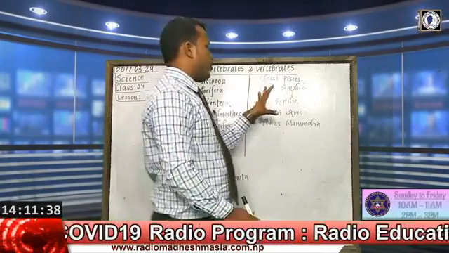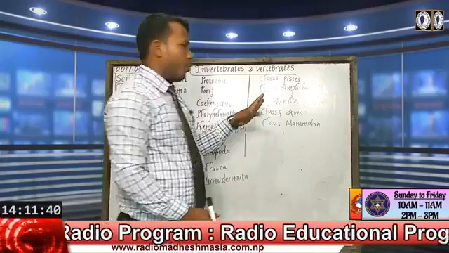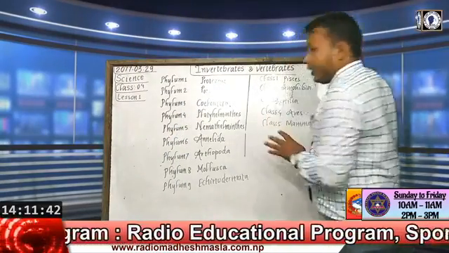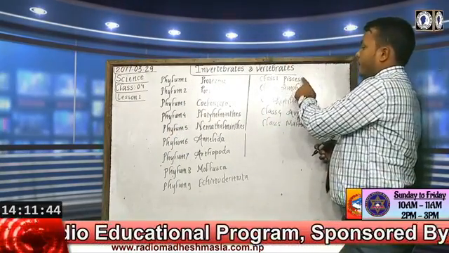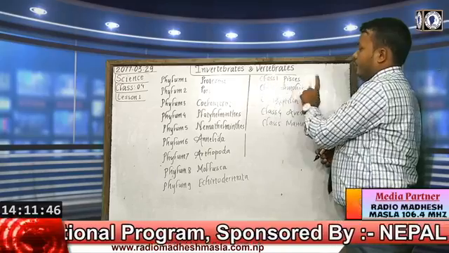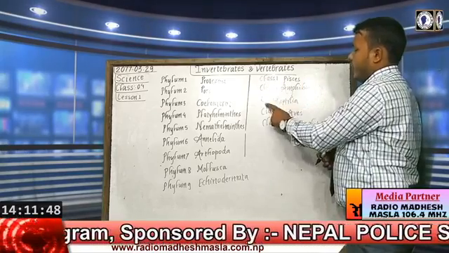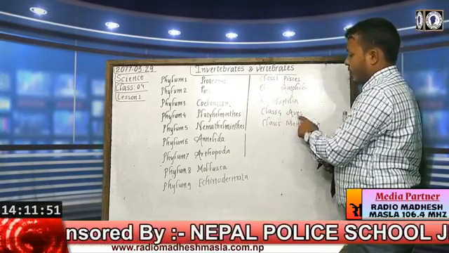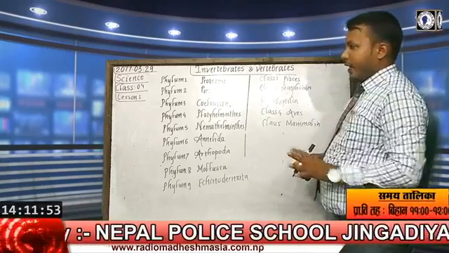Vertebrates means the animals that have a backbone in them are called vertebrates. Class 1 fishes, class 2 amphibia, class 3 reptilia, class 4 aves, class 5 mammalia.